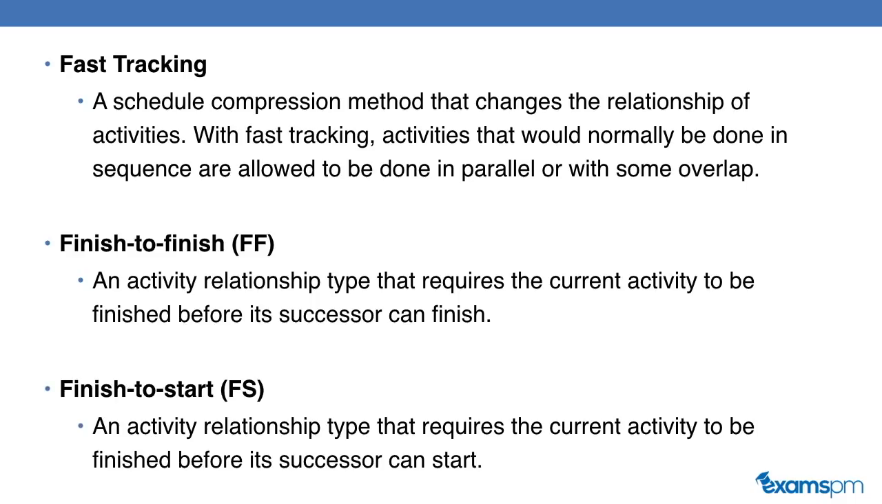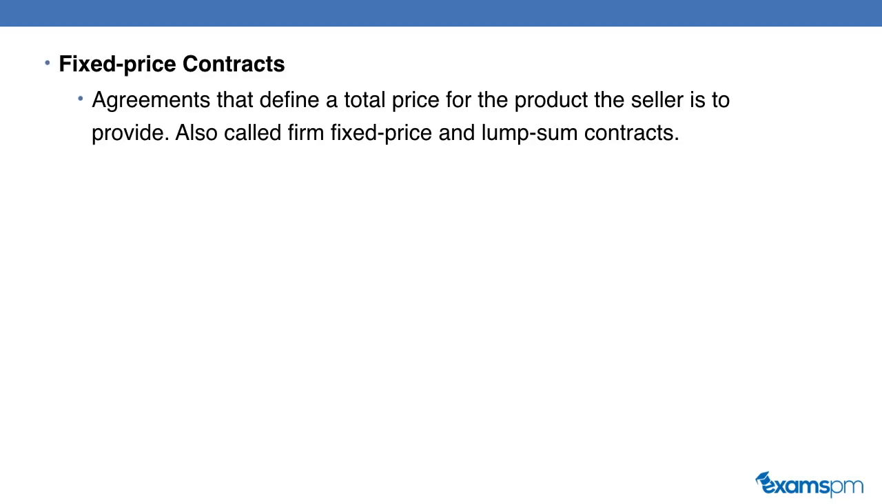Finish to start, or FS. This is an activity relationship type that requires the current activity to be finished before its successor can start. This is the most common type of activity relationship. Fixed price contracts. This is an agreement that defines the total price of the product the seller is to provide. It is also called a firm fixed price or lump sum.